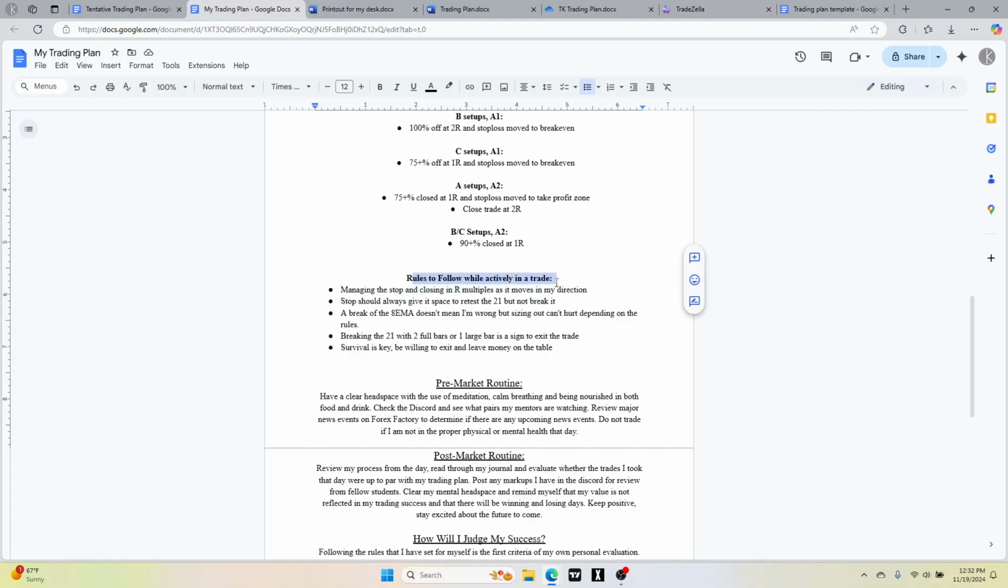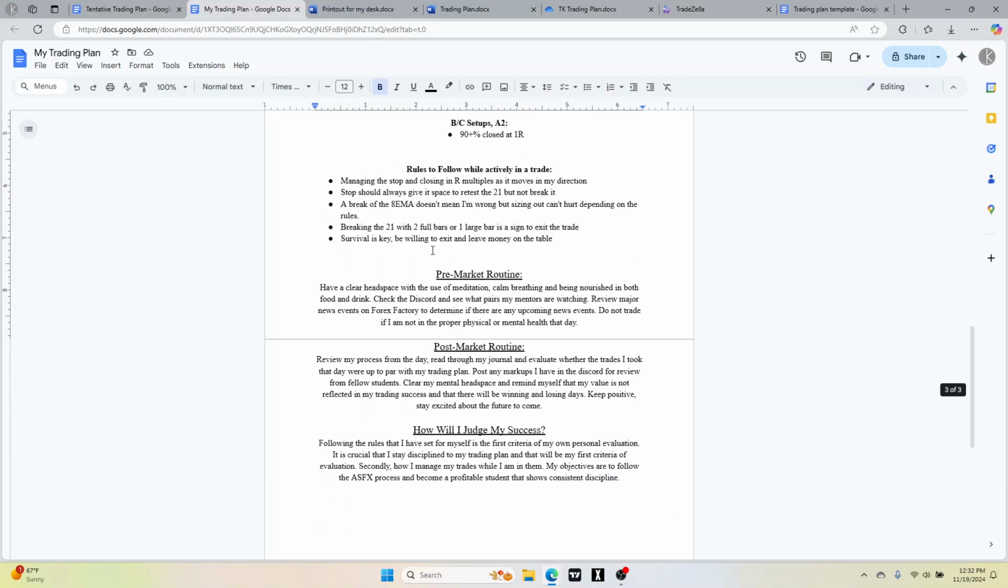Rules to actively follow in a trade. There are certain rules to trade management. You want to detail these. Pre-market routine: having a clear headspace, use of meditation, calm breathing, eat food, drink water, check the Discord, see what my mentors are watching, review the news events. Do not trade if I am not in the proper physical or mental health that day. This is so important.